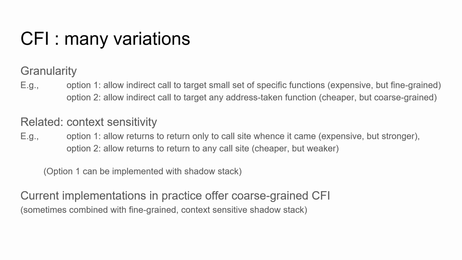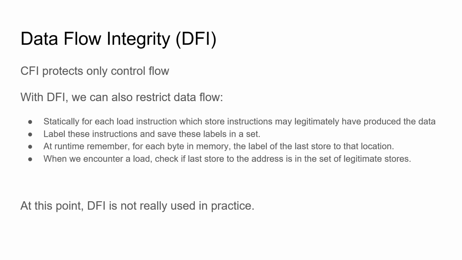Like I said, current implementations that are super popular offer coarse-grained CFI only, and sometimes they get combined with a fine-grained context-sensitive shadow stack. Now, control flow integrity protects only the integrity of the control flow. But there's more. There's also the data flow. And do we have any solutions for that? Well, at least there's some research on this where we try to safeguard the integrity of the data flow.